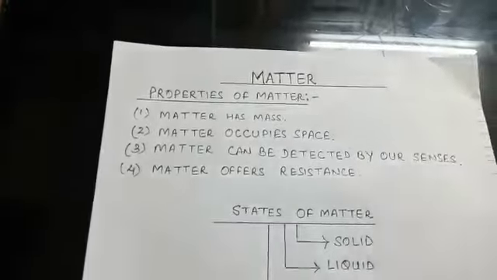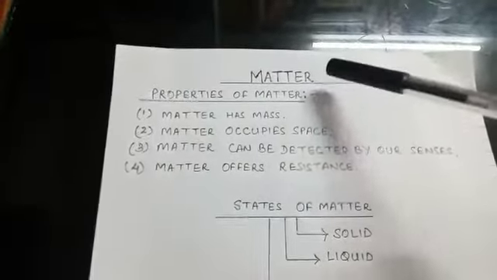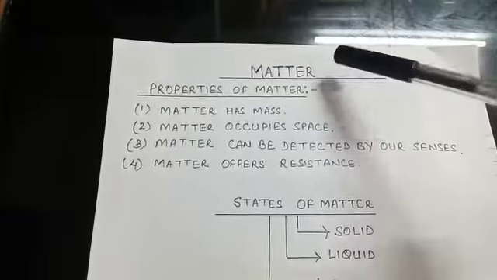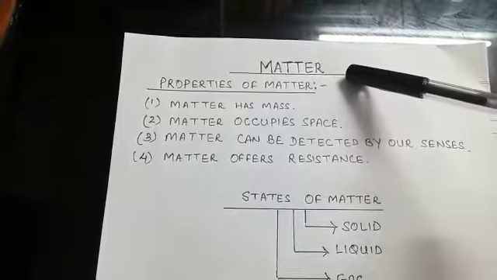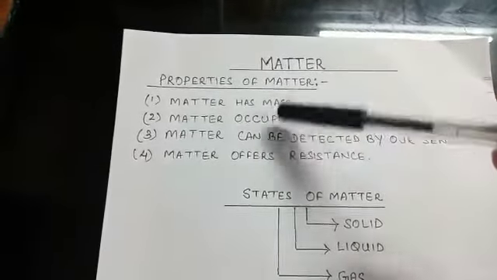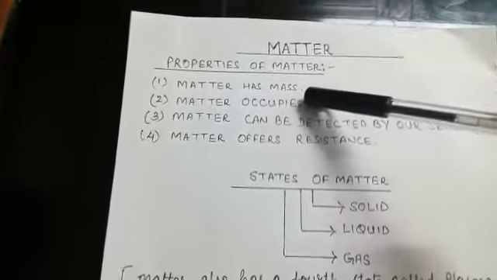Hello children, today I will explain to you the first chapter of chemistry, matter. Anything that has mass and occupies space is known as matter. We will begin with the four properties of matter.